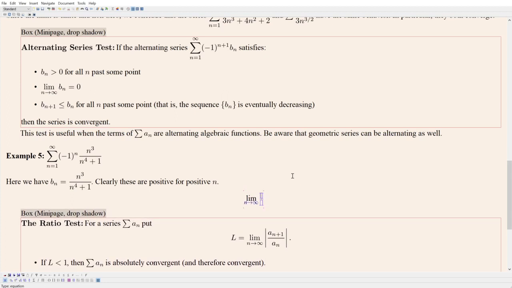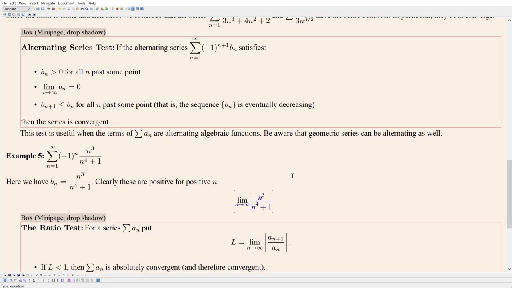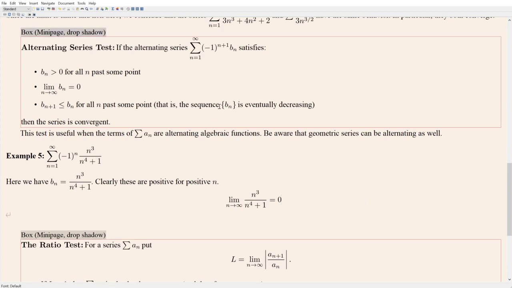Well, we have a rational function, so we only need to compare the degrees. In this case, the degree of the numerator is 3, the degree of the denominator is 4, so that means the denominator is dominant, and that pulls the whole thing down to 0, as desired. And finally, is this guy eventually decreasing? Well, it's not immediately obvious to me that this guy is decreasing, so we should take the derivative and show that the derivative is negative.